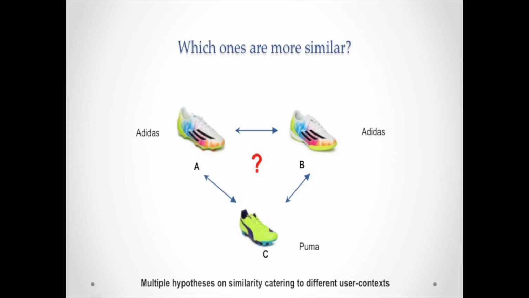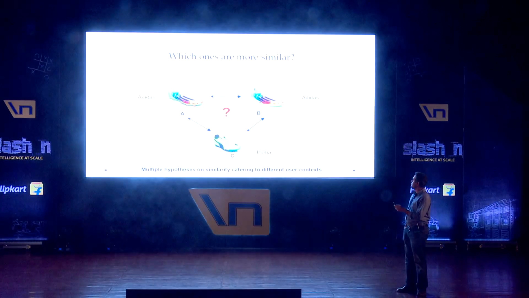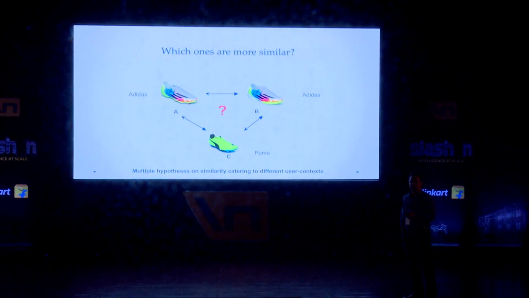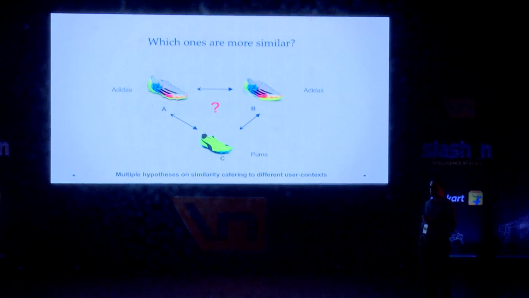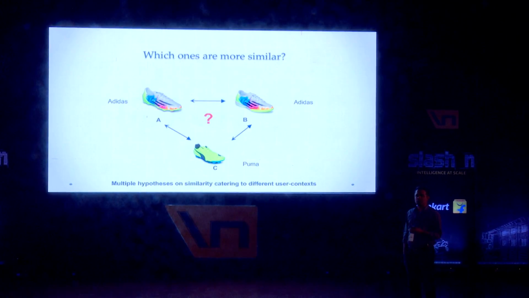I think the gist is motivated by this question, right? Is B similar to A, or is C more similar to A? That's a fundamental question. To make it more specific in an e-commerce setting, if A goes out of stock, would I suggest B to the user, or should I suggest C to the user? That's the question we're trying to answer, and it captures the main insights and contributions of this work.